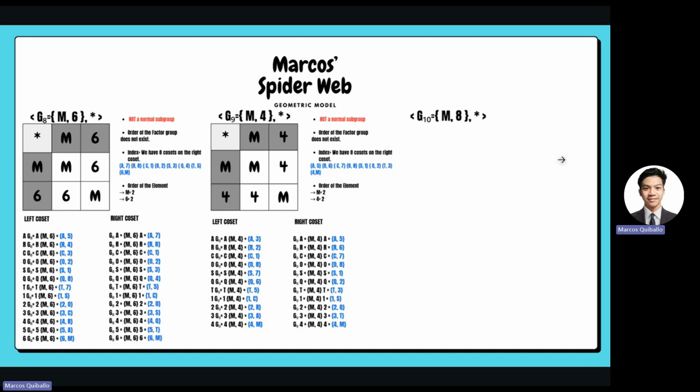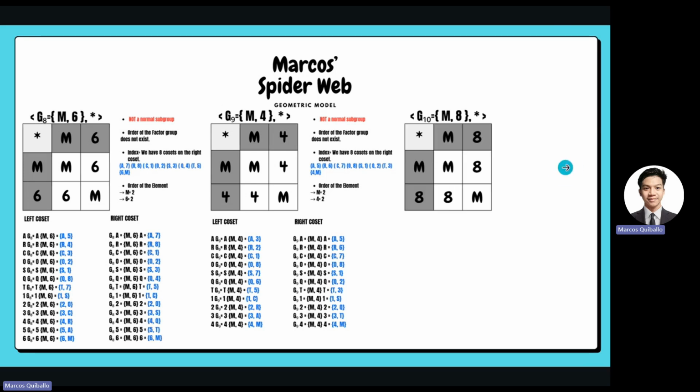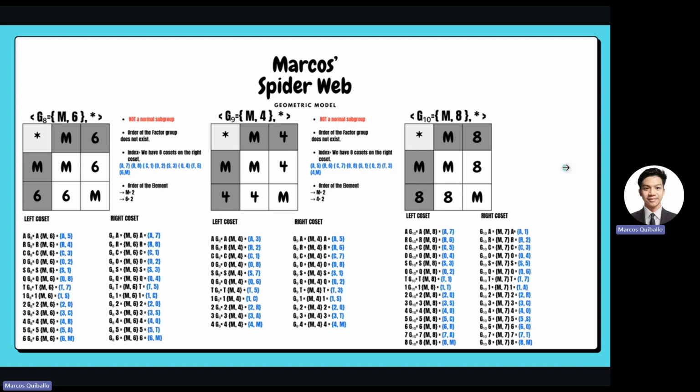And for our last subgroup containing 2 elements, or of order 2, let's see if it is a normal subgroup. As you can see here, the left coset is not equal to the right coset. So it is not a normal subgroup. And since it is not a normal subgroup, we can conclude that the order of the factor group does not exist. And for our index, we have 8 cosets in the right coset. And the order of the element for M is equal to 2 and 8 is equal to 2.